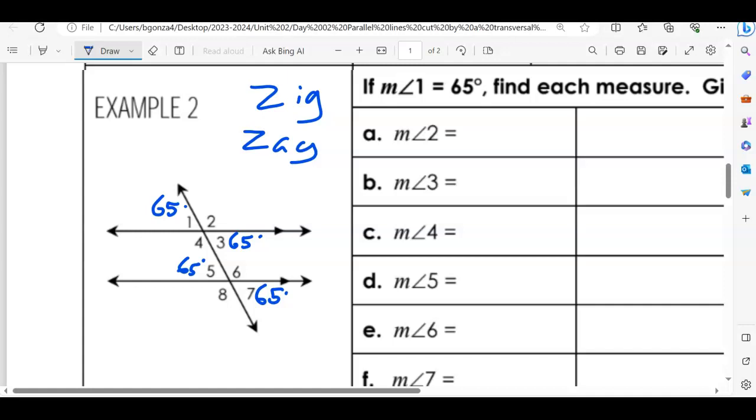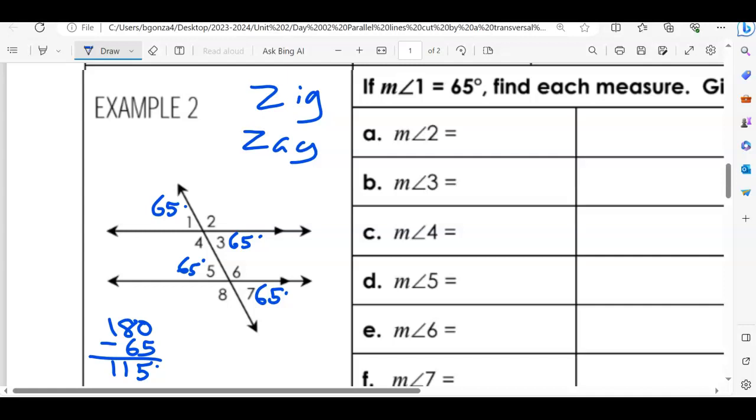Real quick, we got something new coming. All right, so again, it's supplementary, a linear pair, so we're going to do 180 minus 65. What do I get? Okay, the supplement is what you call it. The supplement. So 115 is going to be the rest of these missing angles, okay?